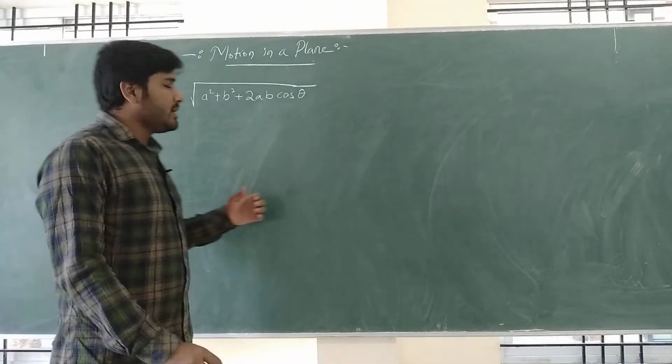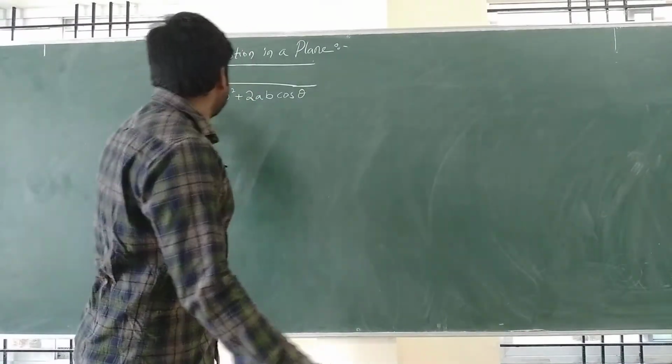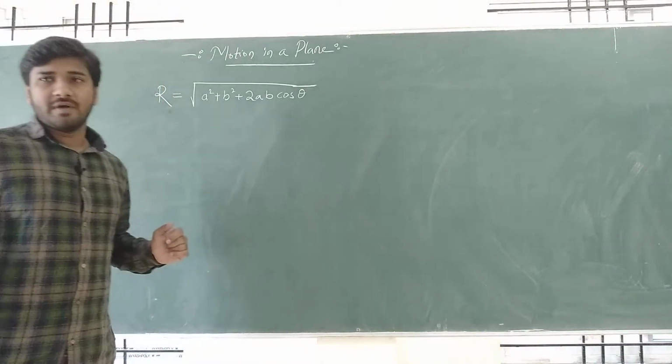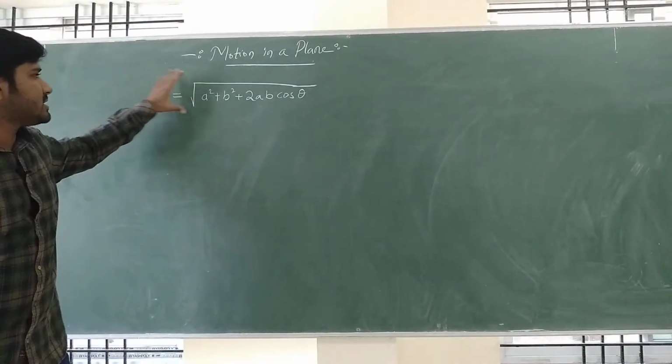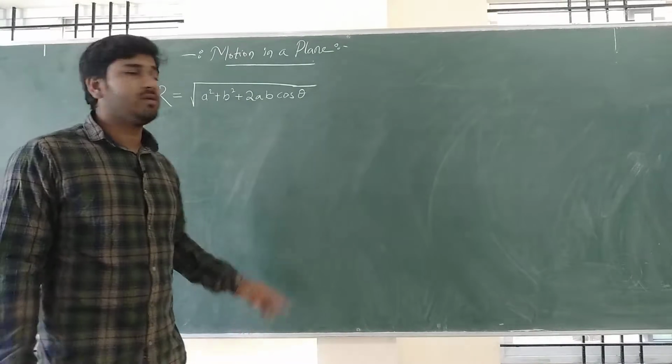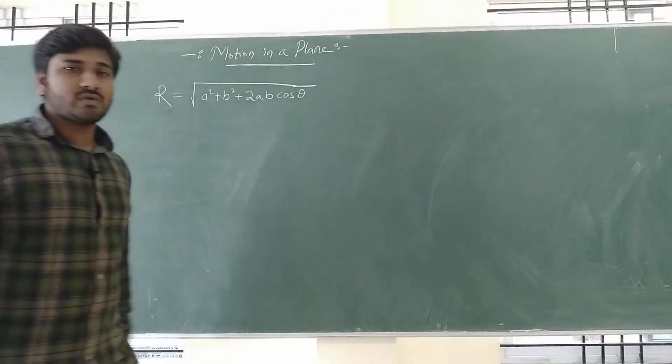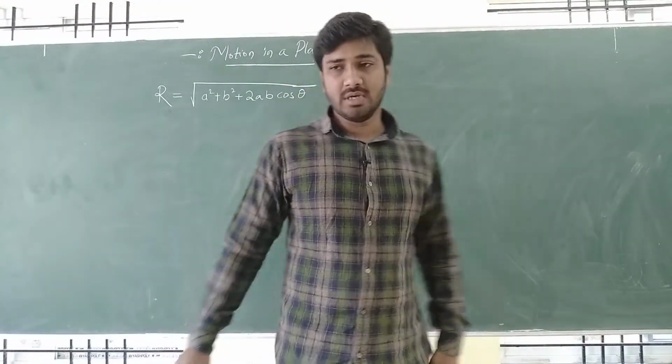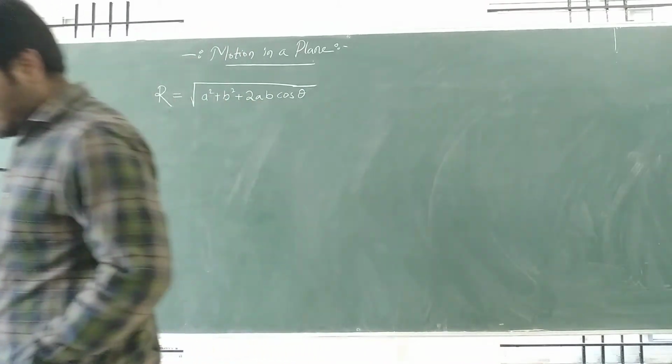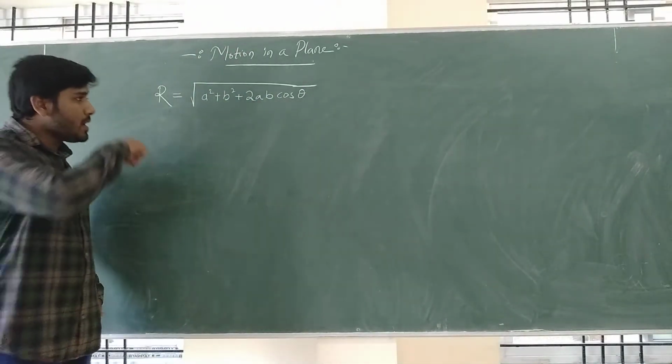Now, in the last class I said this will tell you the magnitude of the vector. This equation is going to tell you R is equal to under root A square plus B square plus 2AB cos theta. But what about the direction? If we want the direction, what should we do?